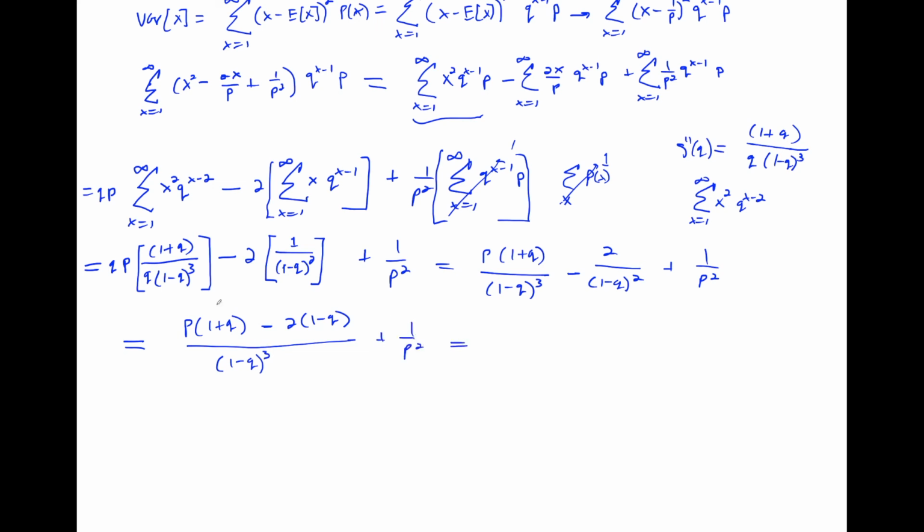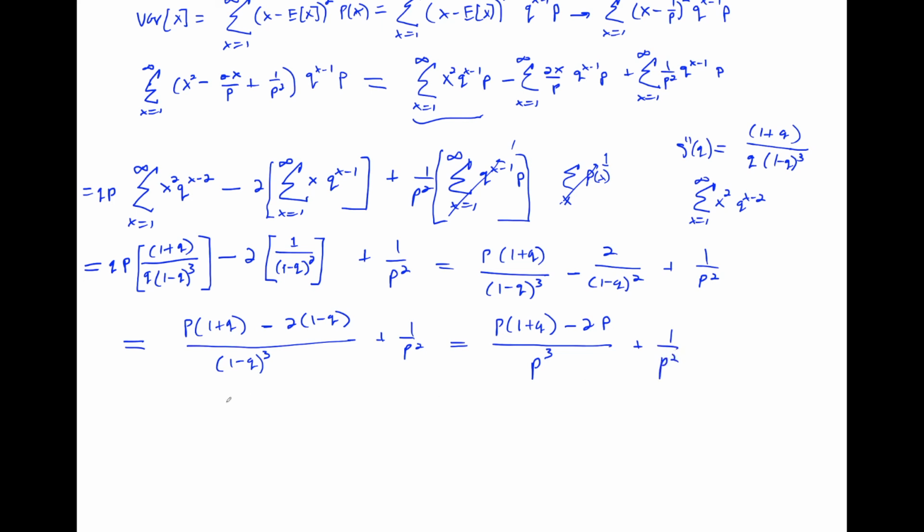So if we reduce the numerators here in this first term, we have p times 1 plus q, right? And then we know that 1 minus q is the same as p, right? So we're going to write minus 2 times p, and 1 minus q is p. So we're going to say over p cubed. And then we're going to add our second term, plus 1 over p squared.